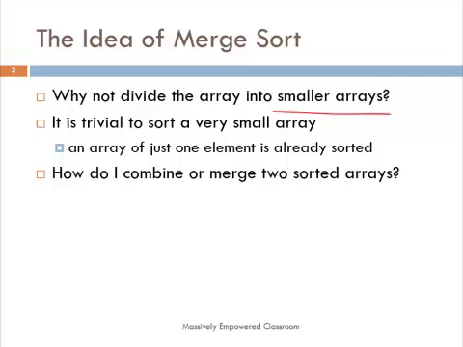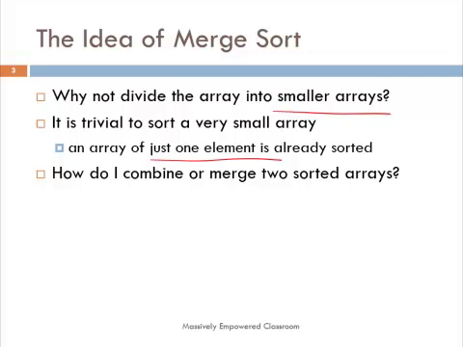Well, if you divide it into a very small array, then the sorting problem becomes trivial. For example, if the array has just one element, then it's already sorted. There is no need to sort it again. If the array has only two elements, then either it's already sorted, or we simply swap or exchange the two elements of the array and it becomes sorted. So sorting a very small array of one or two elements is trivial.